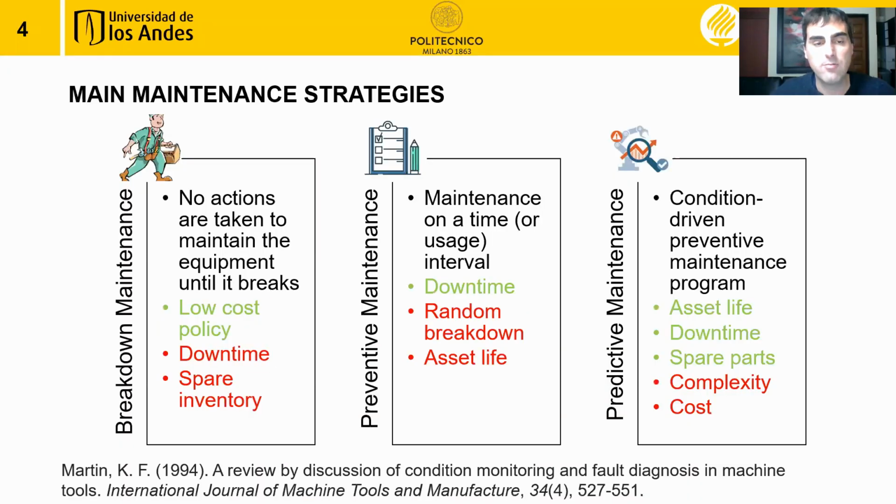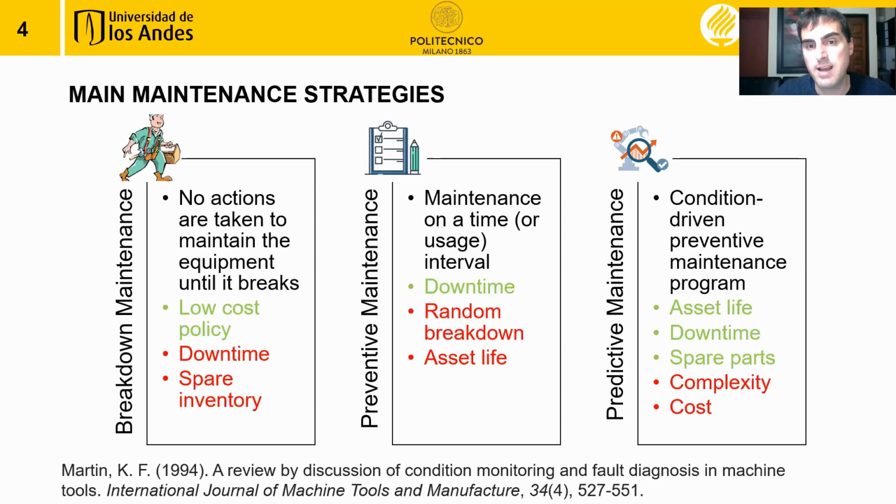Concerning the introduction, this work deals with maintenance, and in particular, we know that we have three main maintenance strategies. So breakdown maintenance, in which no action is taken to maintain the equipment until it breaks. In this case, we have some benefits, which for sure is low cost because we don't have a policy for maintenance. But on the other side, we have high downtime and a high spare inventory.